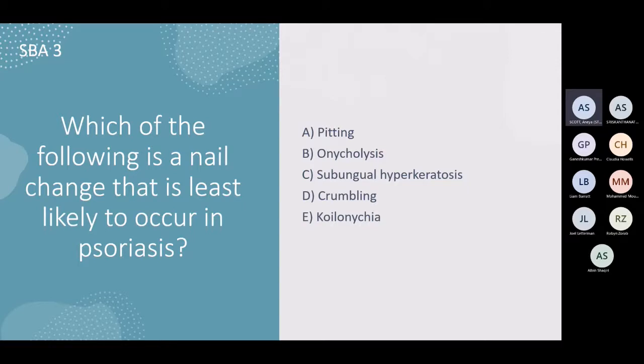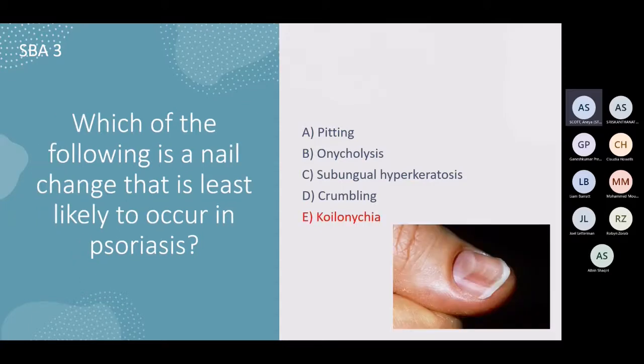So SBA 3, which of the following nail changes is least likely to occur in psoriasis? So the poll is open now. So is it pitting, onycholysis, subungual hyperkeratosis, crumbling, or koilonychia? Can I give it another few seconds? I think we have one person left to vote. All right, everyone has voted, so I'm going to stop the poll.